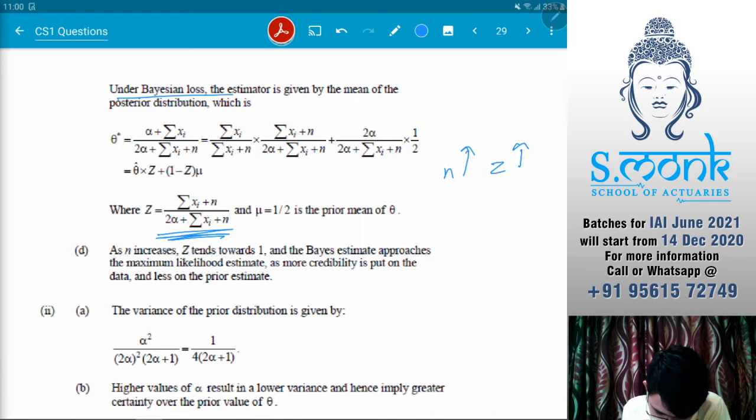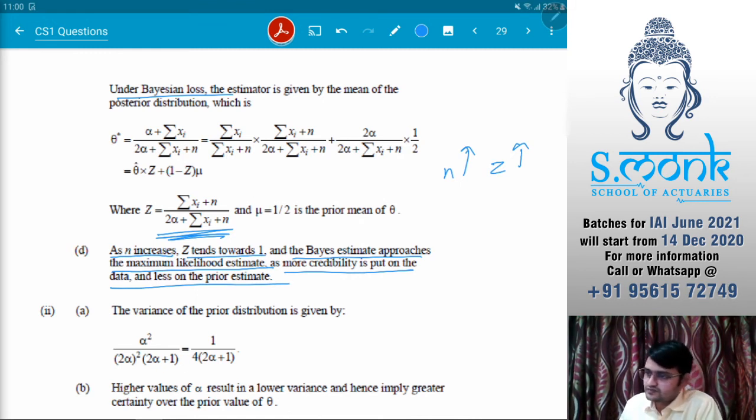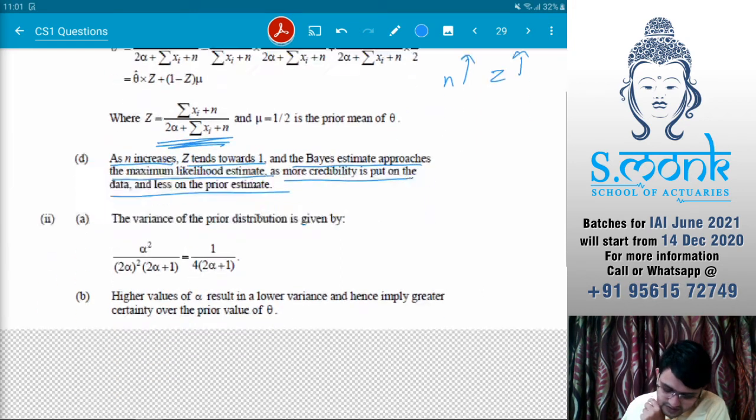So here they have said as n increases, z tends towards 1 and the Bayes estimate approaches the maximum likelihood estimate, as more credibility is put on the data and less on the prior estimate. So these are the typical type of sums that we get from our Bayes estimate.